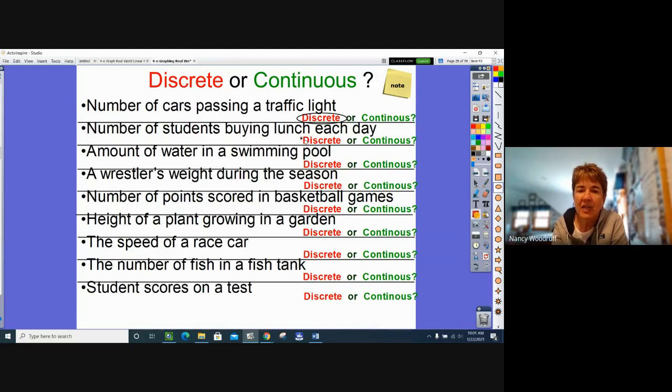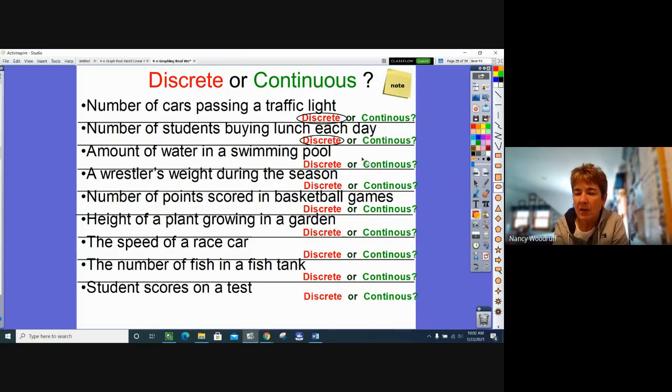Did you say discrete? Same thing. Now, it's not just that there aren't fractions or decimals. It's the fact that it jumps from one number to the next, okay? How about the amount of water in a swimming pool? And you can think about that as you're either filling it up or even as you were draining it. Would that be discrete or continuous data?